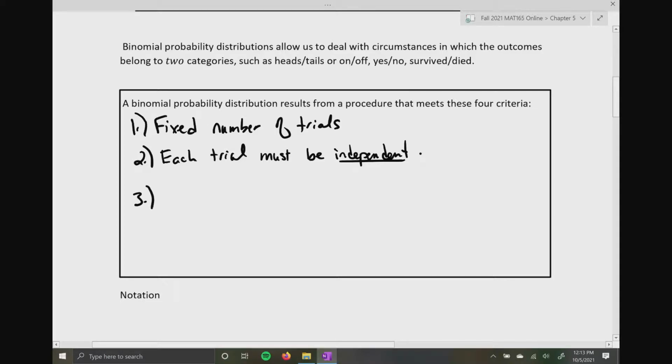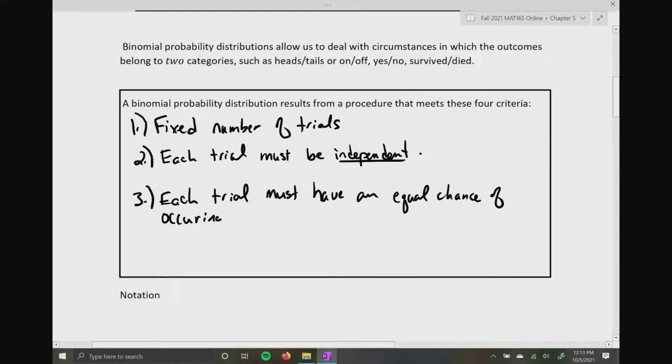Third, each trial must have an equal chance of occurring. So, for example, if you take a coin and you flip it, heads or tails, and then you take that same coin and you flip it again, the chance of you getting a heads does not change, and the outcomes do not change.